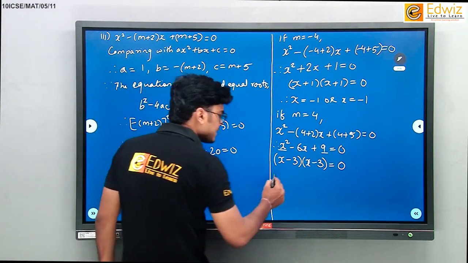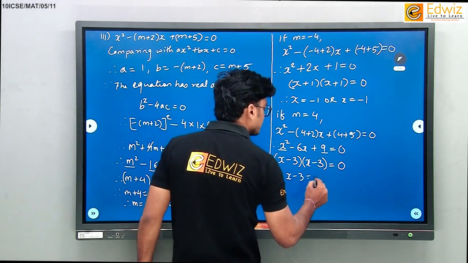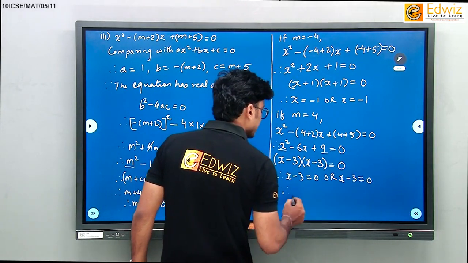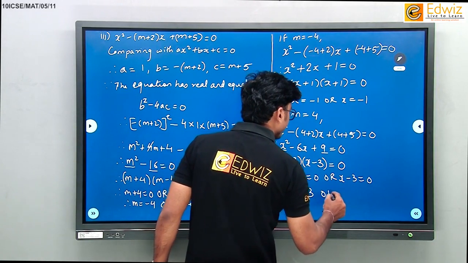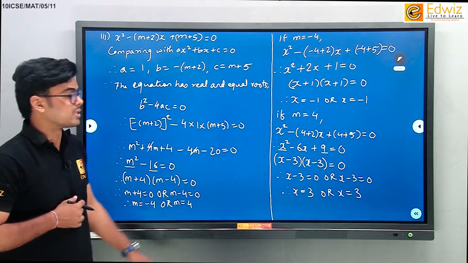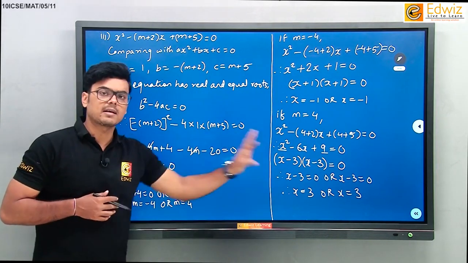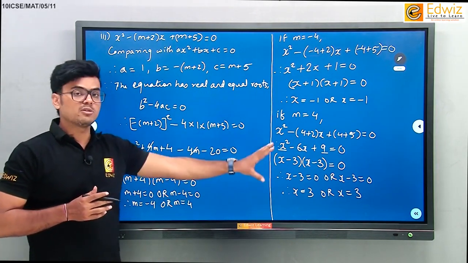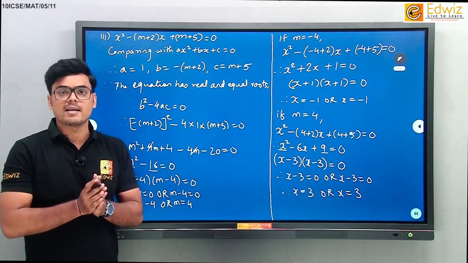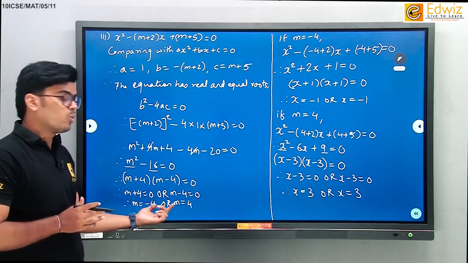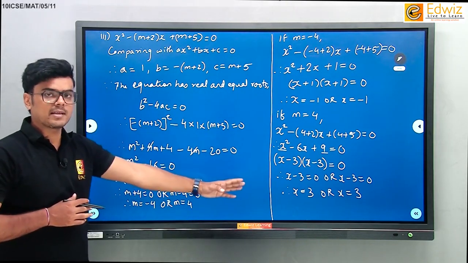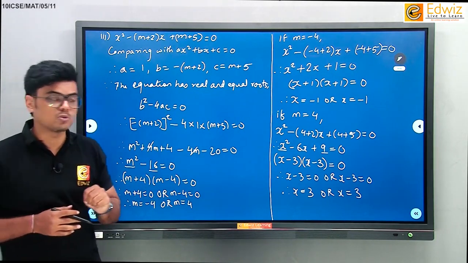So again you can see that x minus 3 equals to 0 or x minus 3 equals to 0. That means x is equal to positive 3, or again it is x equals to positive 3. Real and equal solutions in both the cases. So both are correct. Okay, both values of m are valid here, because solving m gives a quadratic equation once again, and we get two values of m, minus 4 and 4. For both the values, find the value of x. So there are total 4 possible values of x.